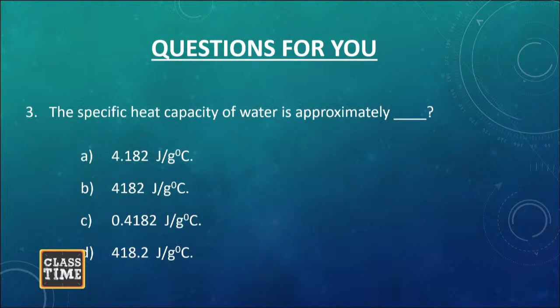And we could have a look at the specific heat capacity of water, approximately 4.182 joules per gram degrees Celsius. It could not be 4,182 joules per gram degrees Celsius, nor could it be C or D.